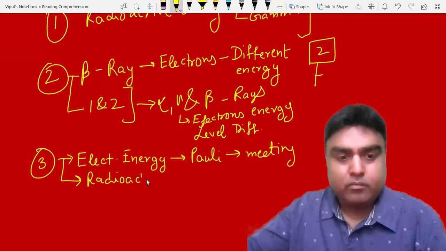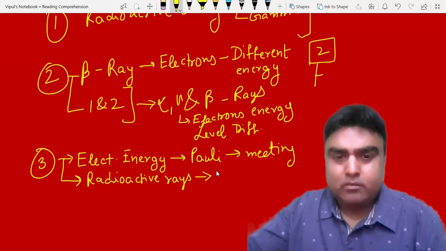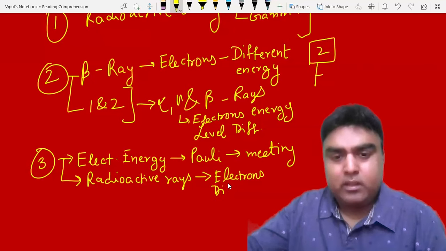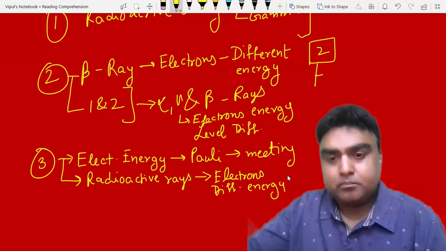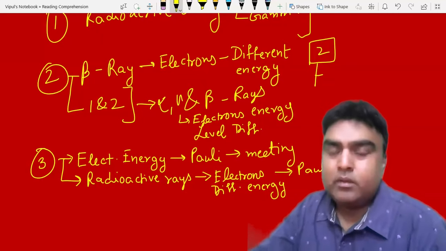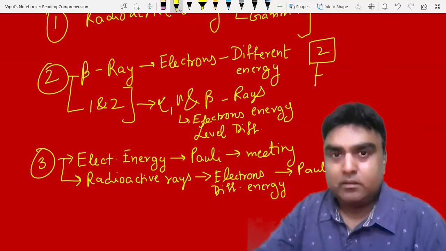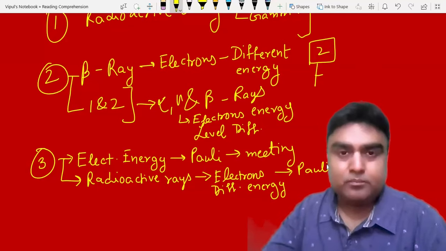radioactive rays. We talked about it, but still the situation is the same, that electrons can have different energy levels. We are still not very clear about that. And there is an introduction of a scientist by the name of Pauli. So we have got the main idea till the four paragraphs.